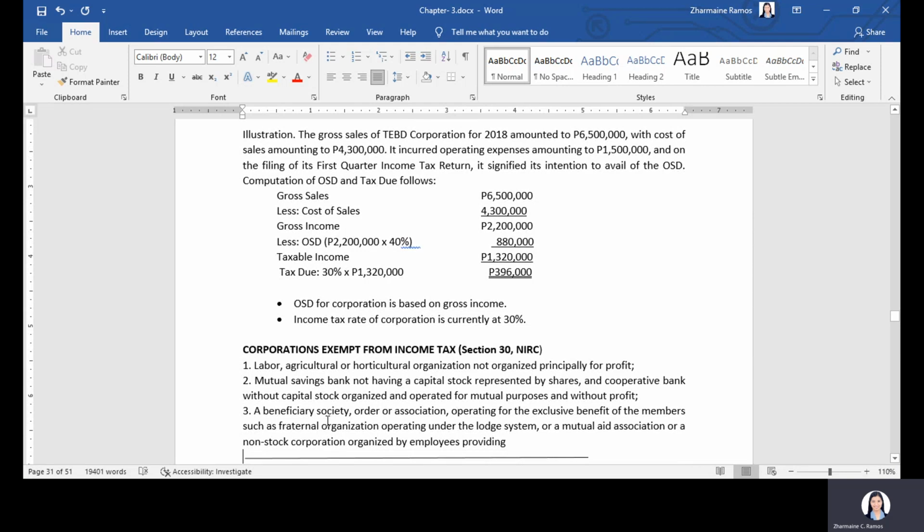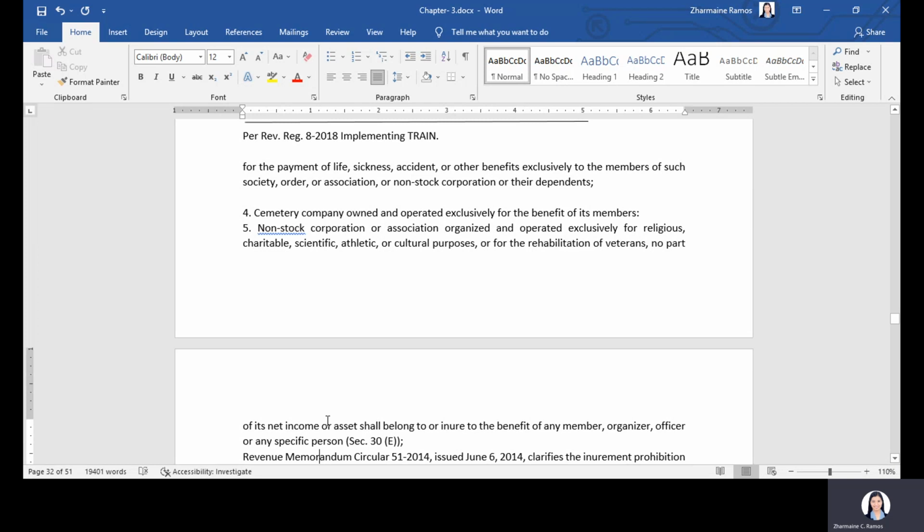A beneficiary society, order, or association operating for the exclusive benefit of the members, such as a fraternal organization operating under the lodge system, or a mutual aid association or a non-stock corporation organized by employees, providing for the payment of life, sickness, accident, and other benefits exclusively to the members lang. So, mga non-profit tong mga to. Next is the cemetery company, owned and operated exclusively for the benefit of its members. So, mga exempt to sa income tax.